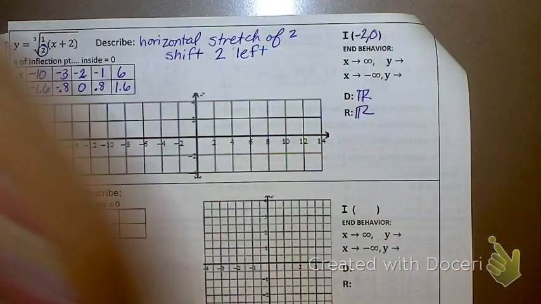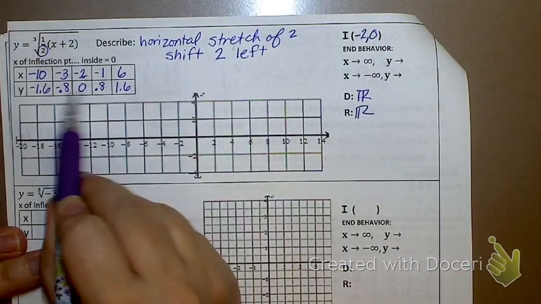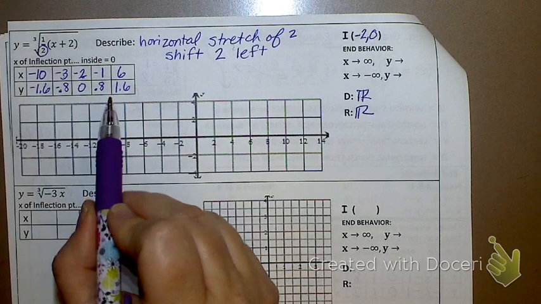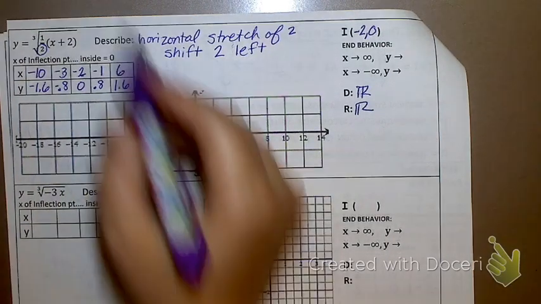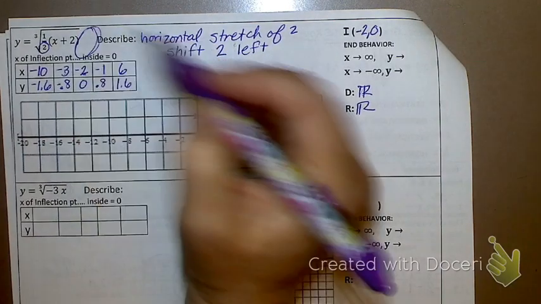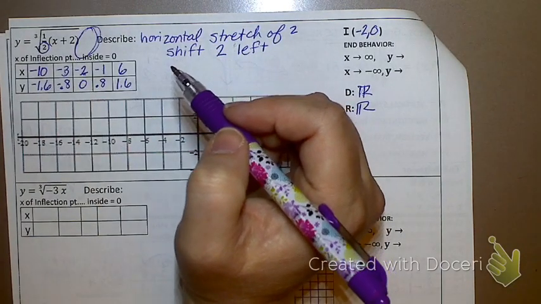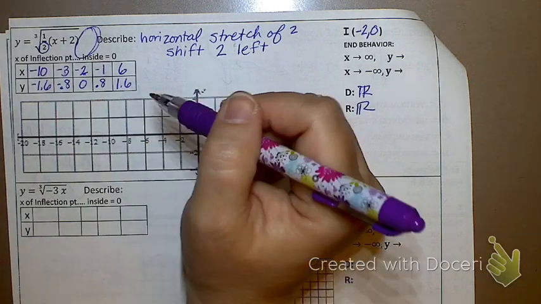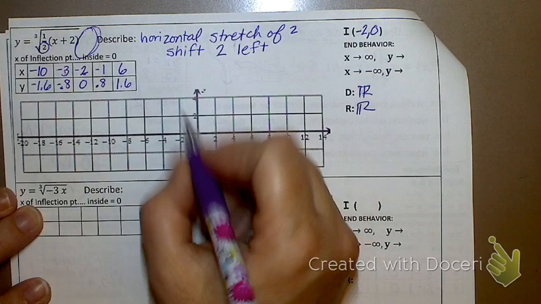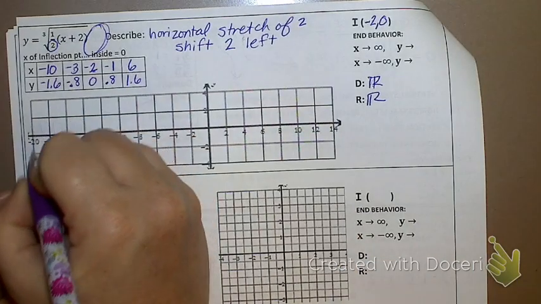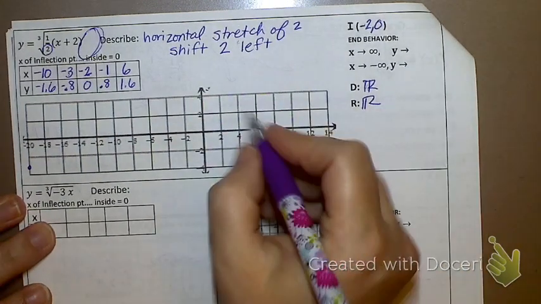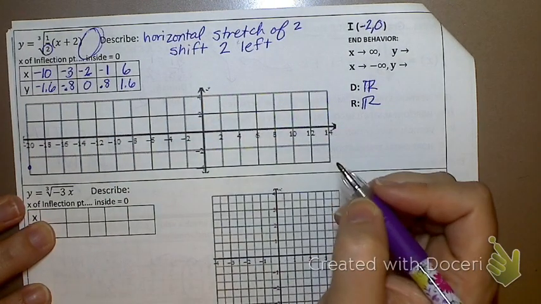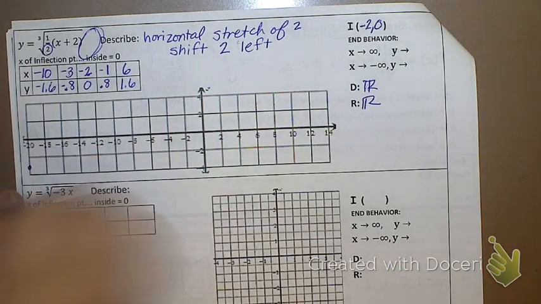Now, why did I get this almost like mirror reflection of the y values? That's going to happen when your k value is 0. When your k value is not 0, you're not going to get that pattern. Okay? All right, negative 10, negative 1.6 would be around there. Negative 3. Oh, hang on. What did I do wrong there?